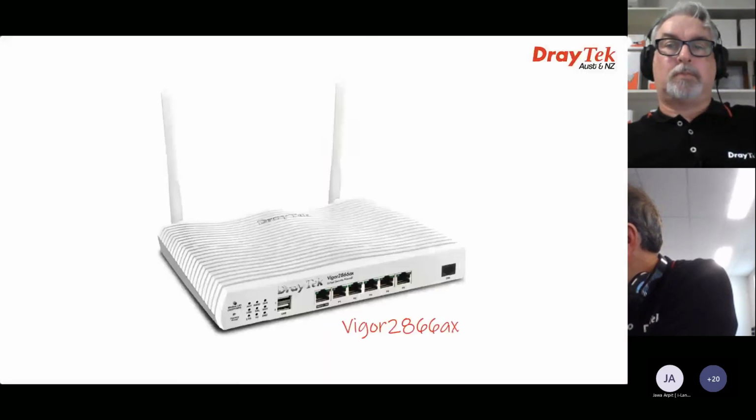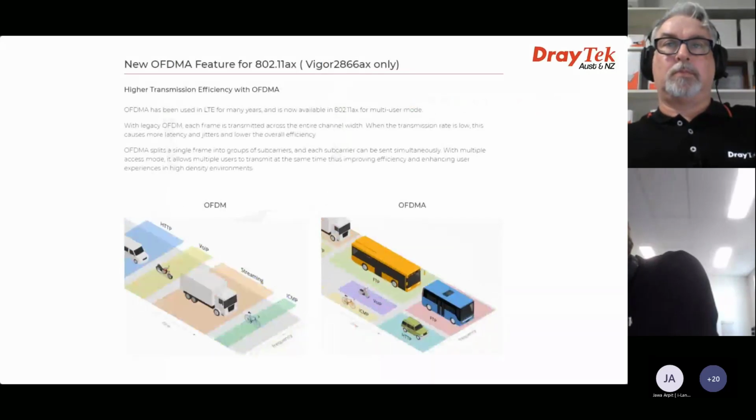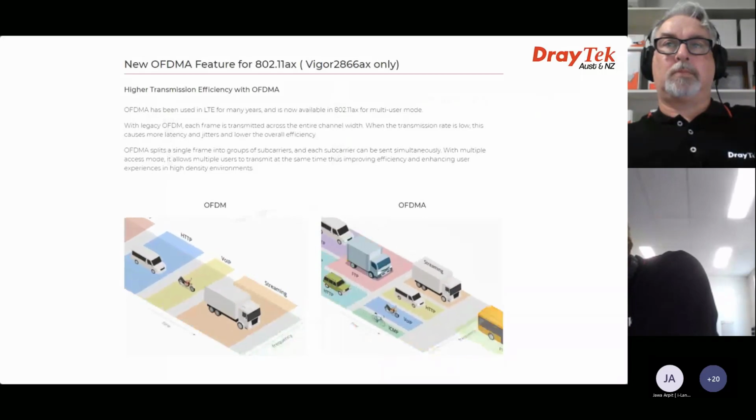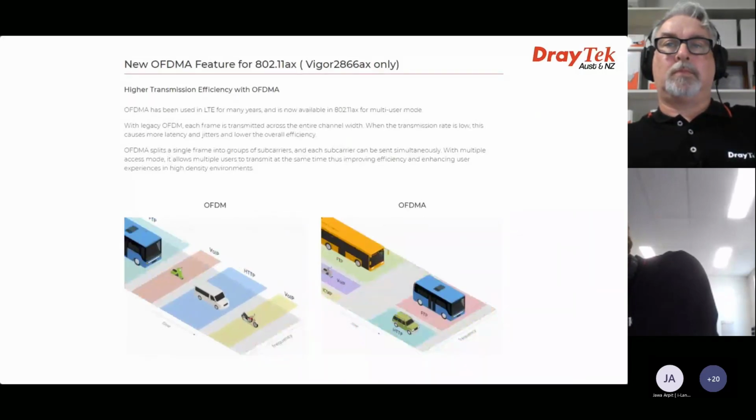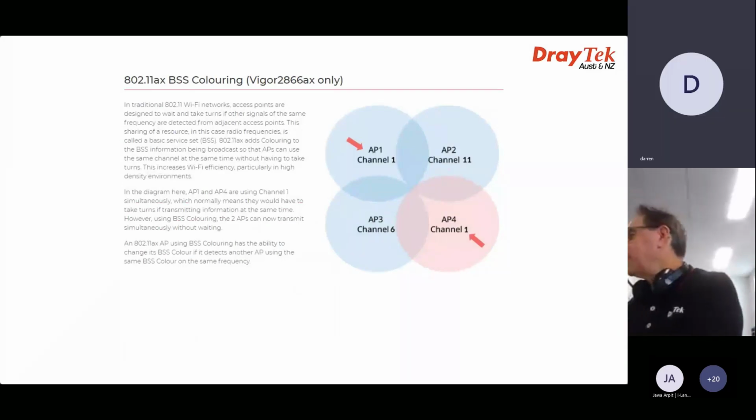The Vigor2866AX model features the latest 802.11ax Wi-Fi standard, which offers distinct advantages in high-density Wi-Fi deployments. That includes OFDMA, which splits a single frame into groups of subcarriers, allowing multiple users to transmit simultaneously. Another feature in 802.11ax is BSS colouring. Normally, APs have to take turns to transmit if using the same radio channel, so that the data doesn't get mixed up. BSS colouring means that data from each source can be individually identified so that APs can now transmit at the same time on the same radio channel without having to wait their turn.